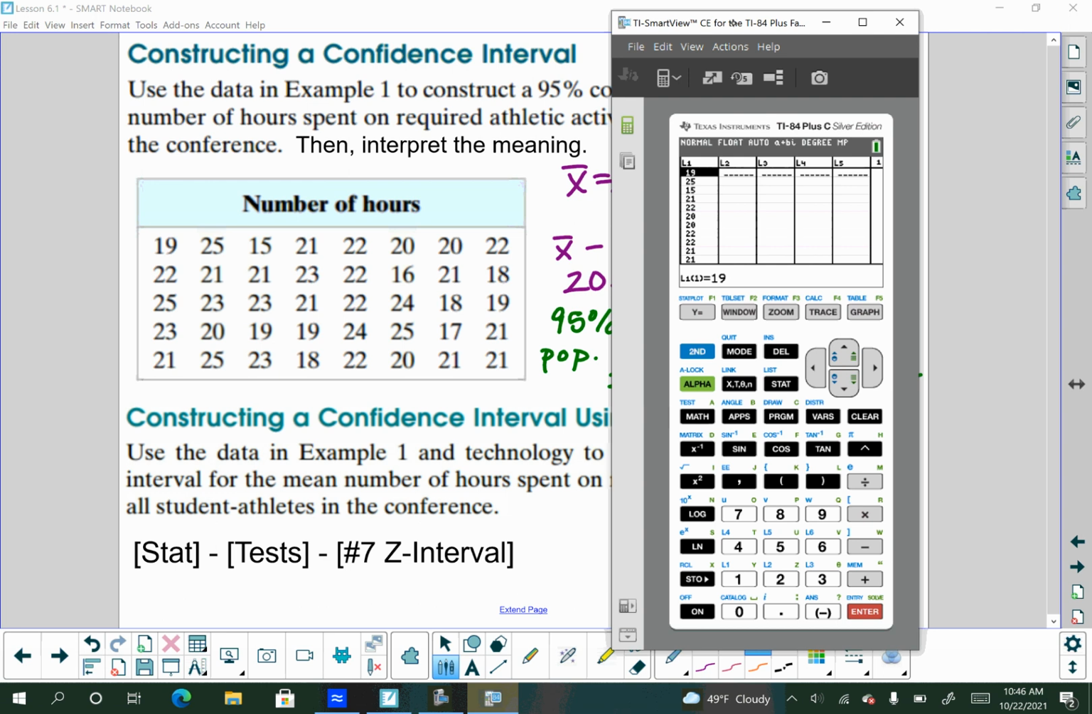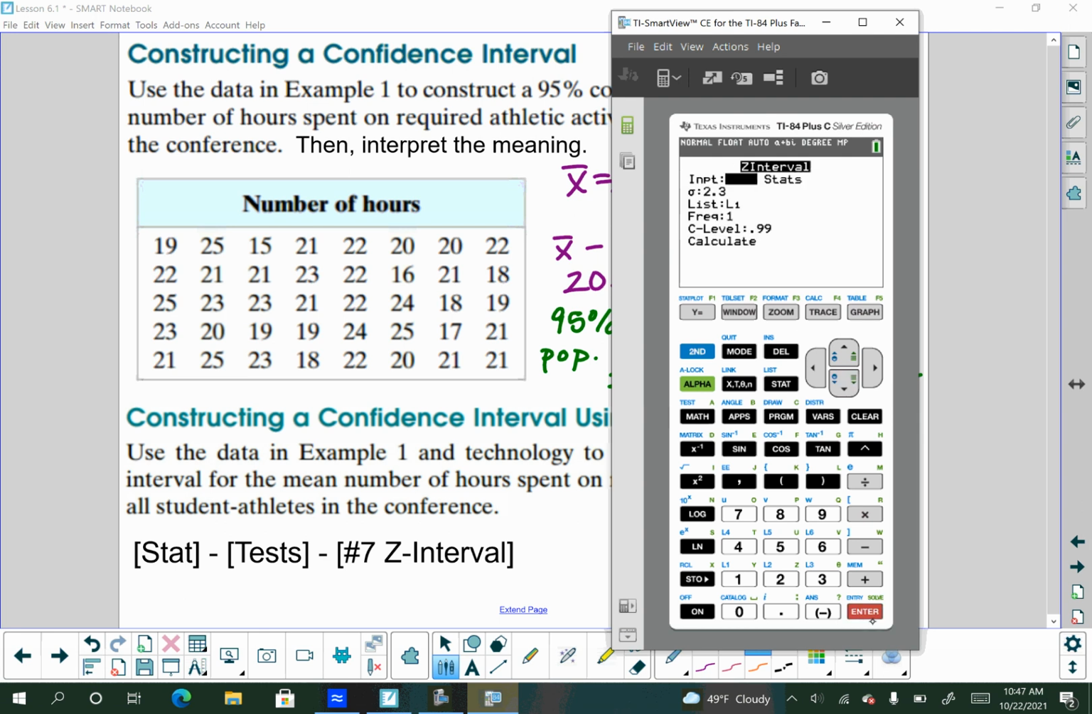All right, so what we're going to do, we just found the 95% confidence interval. We're going to find a 99% confidence interval with our calculator, and then we're just going to compare the two real quick. So to do that, you're going to hit stat, and then you're going to go over, we haven't used this one before, tests to the right. And then you're going to go down to number 7, which is a Z interval. When we're using our Z confidence intervals or Z critical values, we're using the Z interval. We'll do a T interval next week.